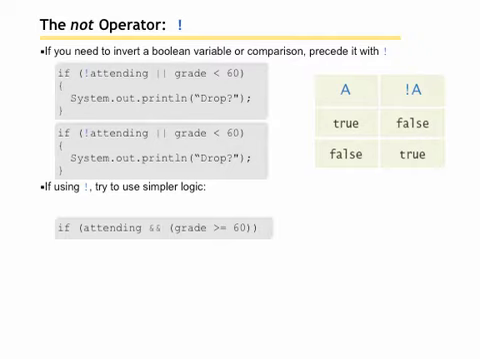If we're using the not, we might try to use more simple logic. If attending and grade is greater than 60 might be more simple than using the negation logic. Of course, that tests the opposite expression, so we'd have to change the output statements as well.